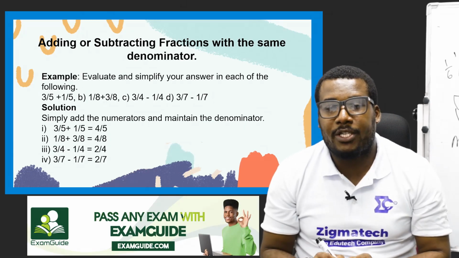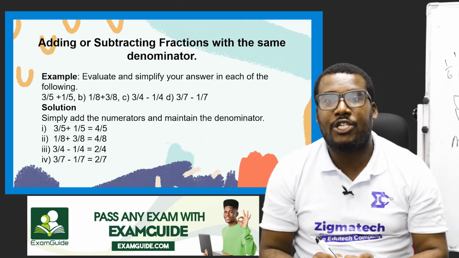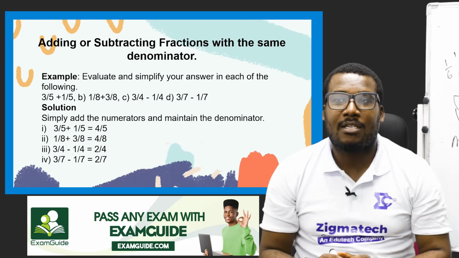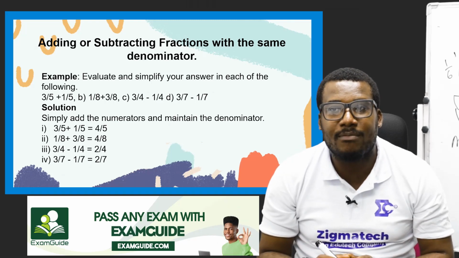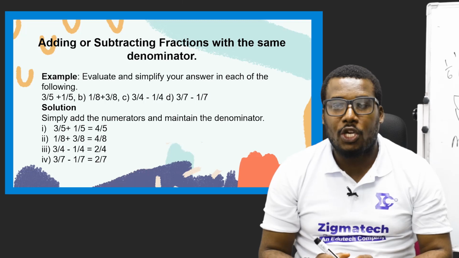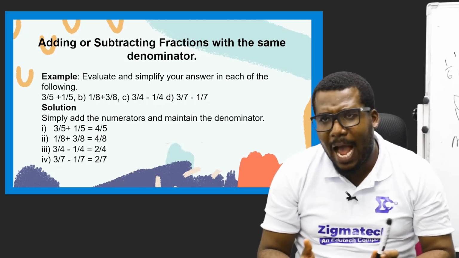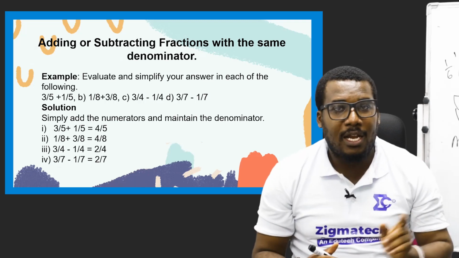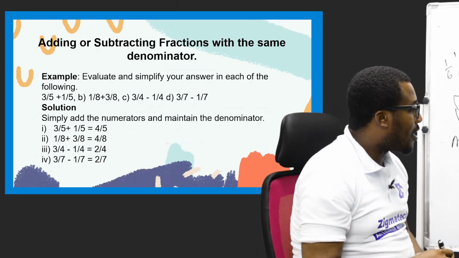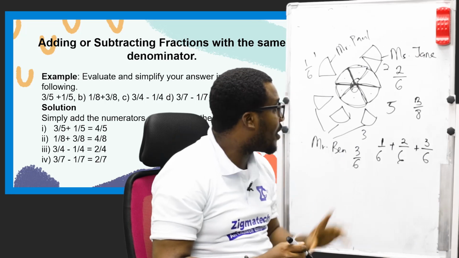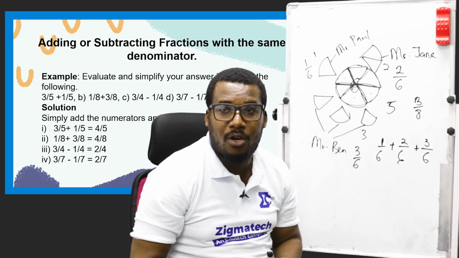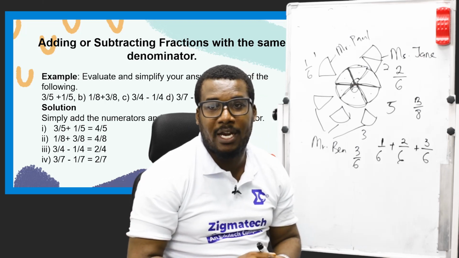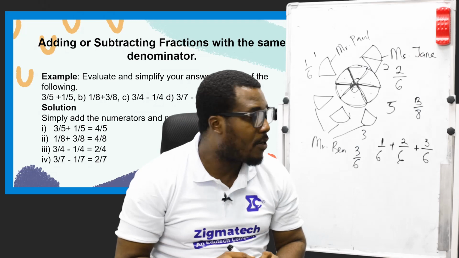Now let's get to the nitty-gritty of why we are here today, which is the addition and subtraction of fractions. First of all, let's start with fractions that have the same denominator. How do you solve it? Before I touch on the example on your screen, let me go back to my board and use this example of one orange that was segmented into 6, and therefore shared among 3 people in the ratio of 1:2:3.